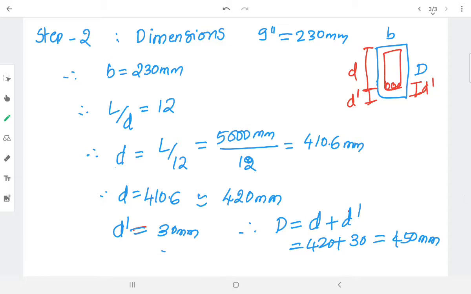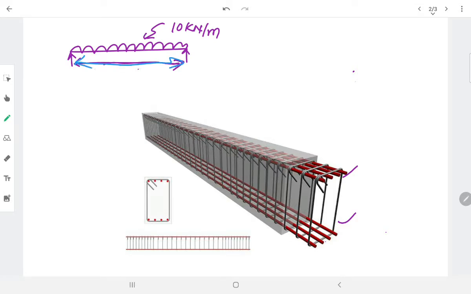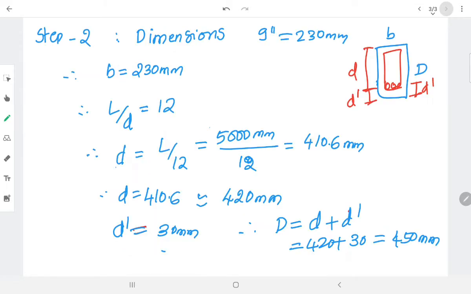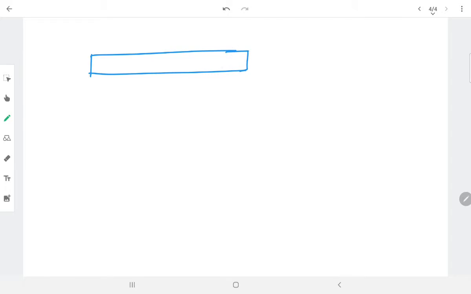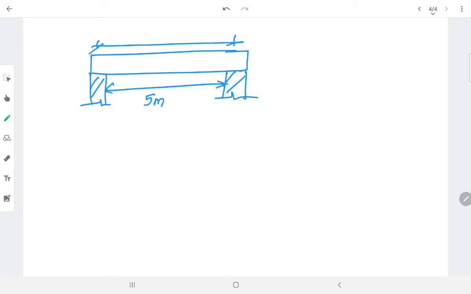Okay, now to calculate the bending moment and shear force, all we require is the effective span. Here, in the previous figure, we got the clear span of 5 meter. Suppose I draw it here: if it is a span of a beam, these are the two supports, either it may be a wall or a column, whatever it may be. The distance between the two supports we call the clear span, and the distance between the centers of the supports we call the effective span. Here L is equal to 5 meter, and L effective needs to be calculated.